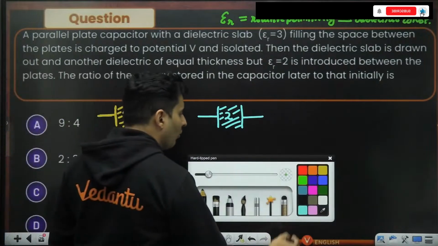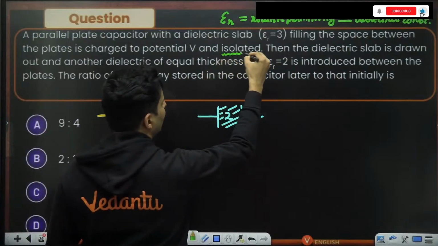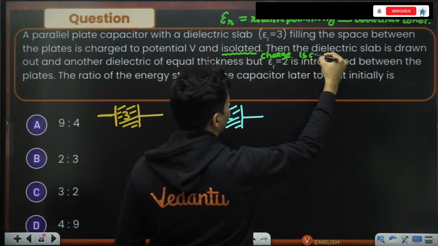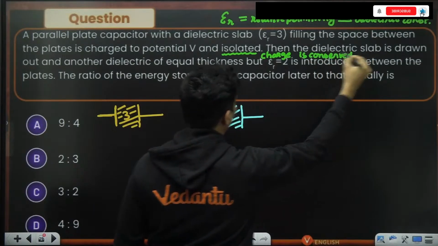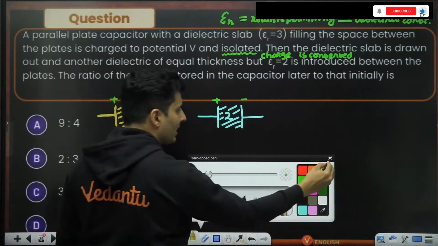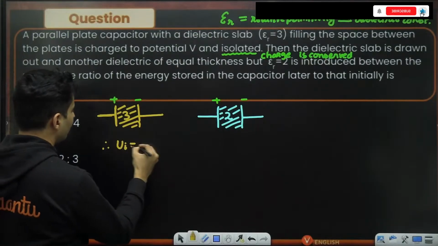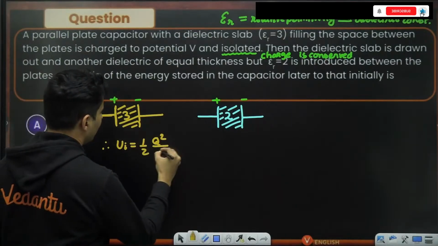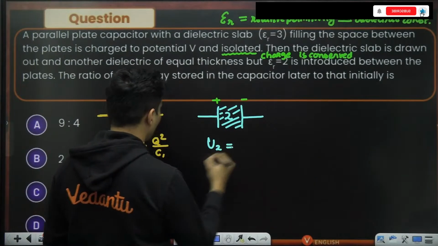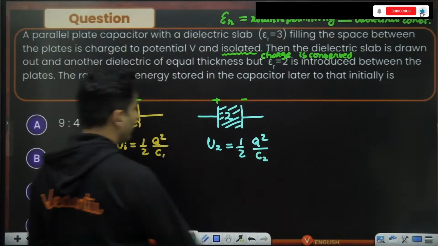All right. What will be the same in both the scenarios is that, because it is isolated, the charge in the system is conserved. The charge has nowhere to go. So whatever charge was here, the same charge will be here. So I prefer using the half Q square by C formula. So here the initial energy will be half Q square by C initial, and here the energy in the second scenario, okay, this was the first scenario, it will be half Q square by C final.